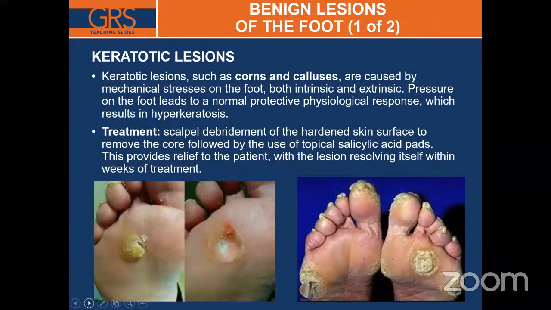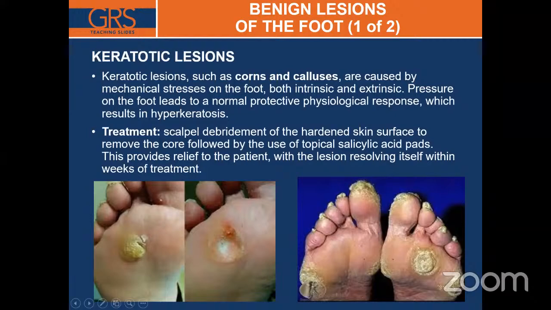Now we are going to discuss benign lesions of the foot. The most common are the keratotic lesions. Keratotic lesions such as corns and calluses are caused by mechanical stress on the foot, either intrinsic or extrinsic. Pressure on the foot leads to a normal protective physiological response, which results in hyperkeratosis. These are the milder ones, and if they are severe, then it can lead to this.